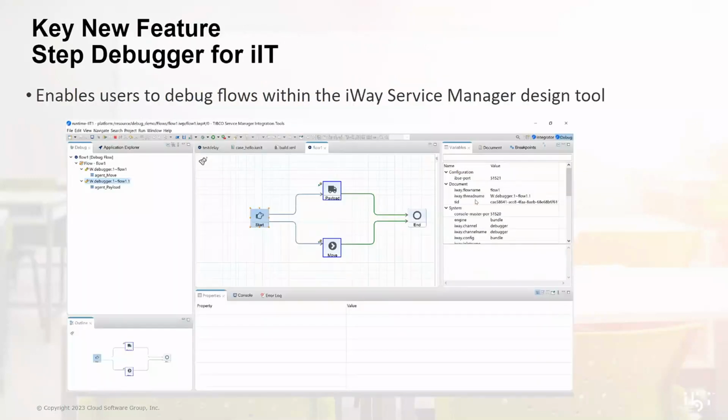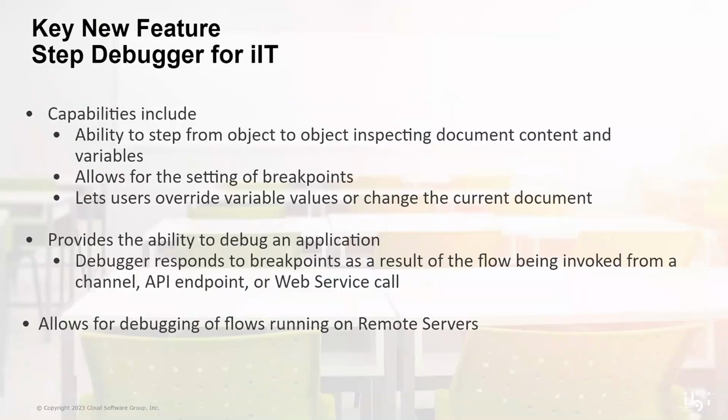Okay, so what is the step debugger? The step debugger functions like any debugger that you might have seen or used in the past. It will allow you to debug your flows directly from IIT. You can step from object to object, you can set breakpoints, you can override values, and you can do that for a flow or for an application as a whole. On top of that, you can also use it to debug flows that are running on remote servers.